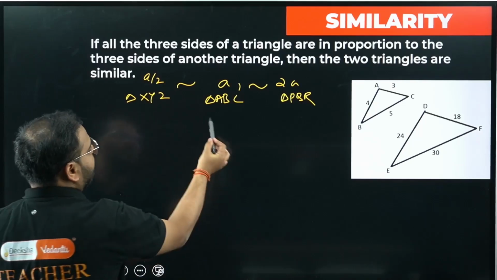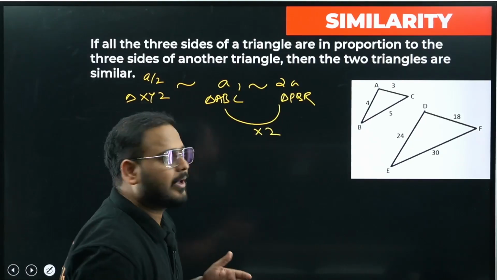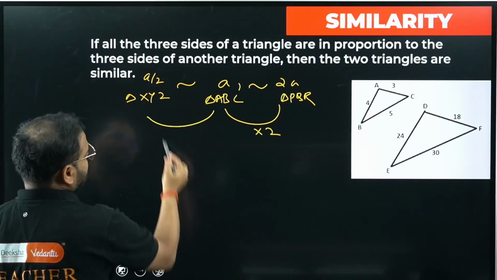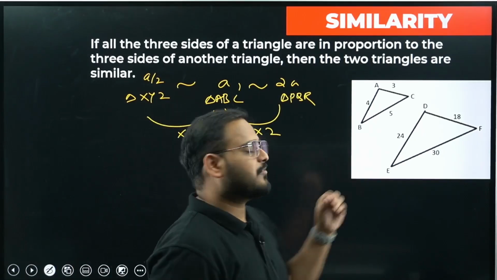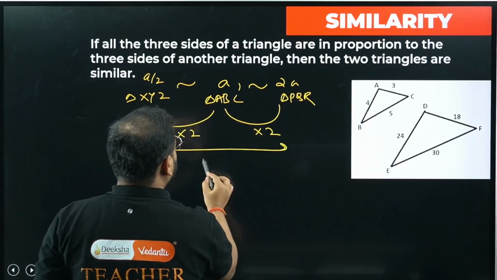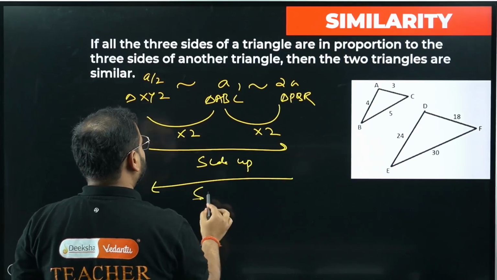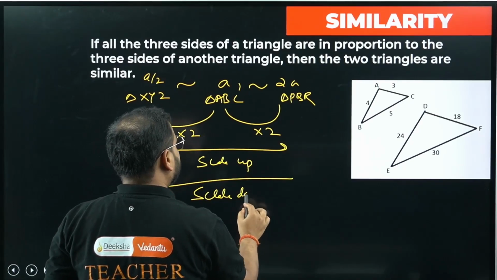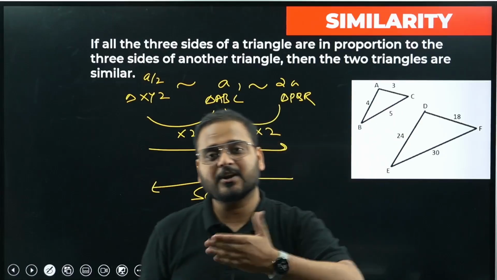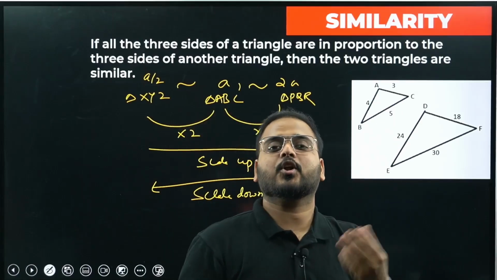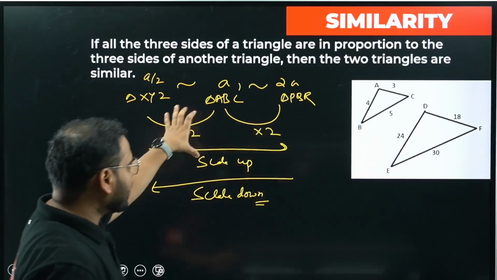If I have to reach from here to here, what are you going to do? Times 2. A into 2 is 2A. From here to here, A into 2 is simply A, again times 2. If you're going like this, that is scaling up. Going like this, scaling down. So whenever you are scaling up or scaling down with the same shape of the triangle, you're going to call the triangles similar. Simple to understand?